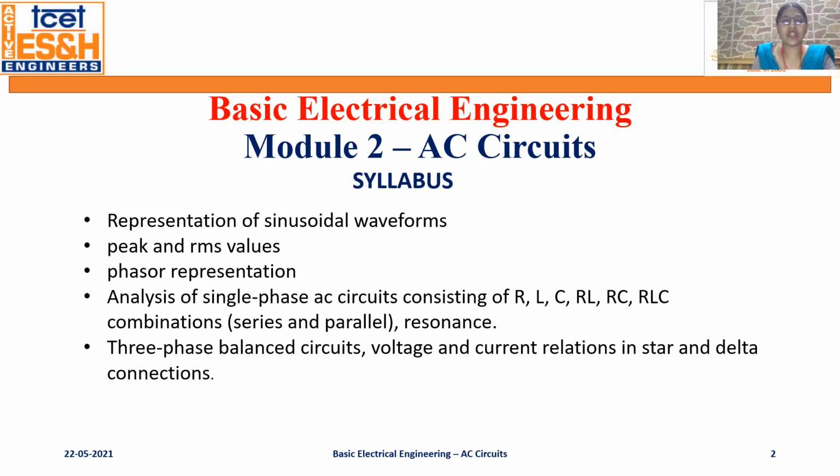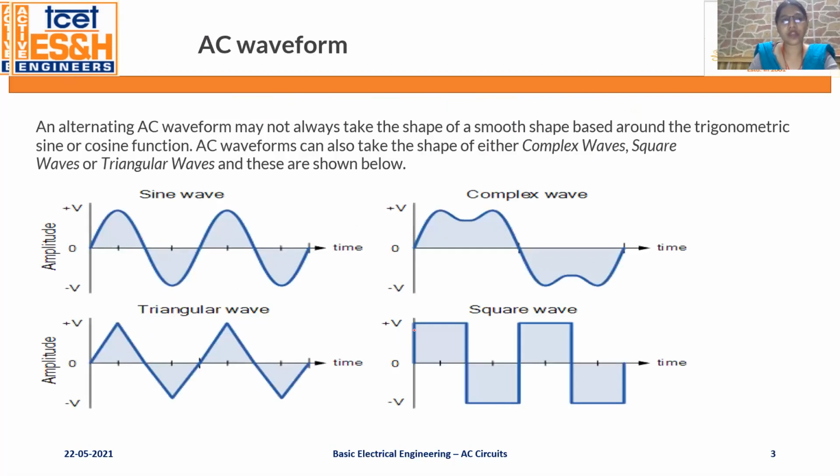After that, we will discuss three-phase balanced circuits, in which we have to find the relationship between three-phase circuit star and delta connection. So now, first of all, here you see what is an alternating waveform.